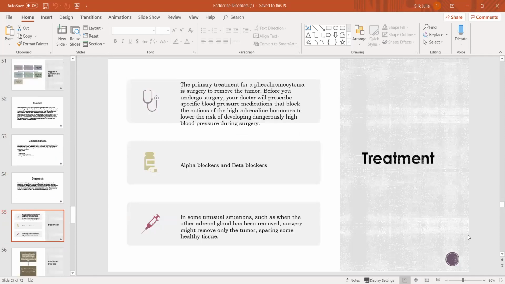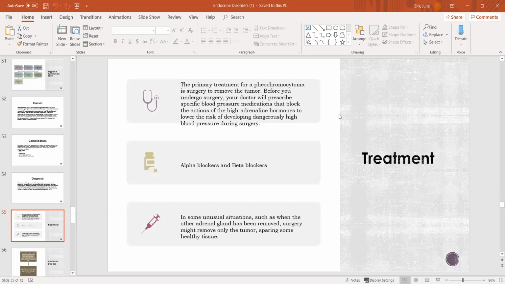The treatment for this is surgery. That's going to be your main thing. They're going to go in and remove the tumor. But before surgery, you have to make sure this person's blood pressure is under control. You want to block the actions of these hormones to lower the risk of a dangerously high blood pressure during surgery. So many times they'll put this person on alpha blockers or beta blockers beforehand so that when you take them to surgery, you won't have this issue.